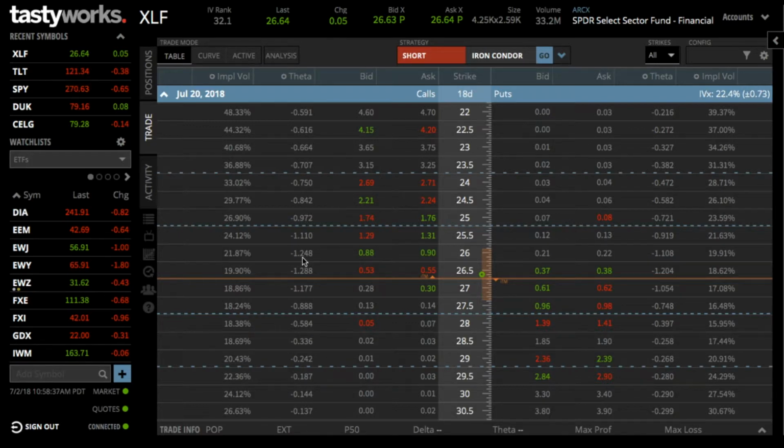So 1.2 divided by 100 is just over a penny. So we've got 65 cents plus just over a penny. So we're up to 66 cents that makes up this 90 cents. So what is the rest of that 24 cents between 66 and 90? That's where implied volatility comes in. Implied volatility is the relationship of supply and demand of the underlying security.